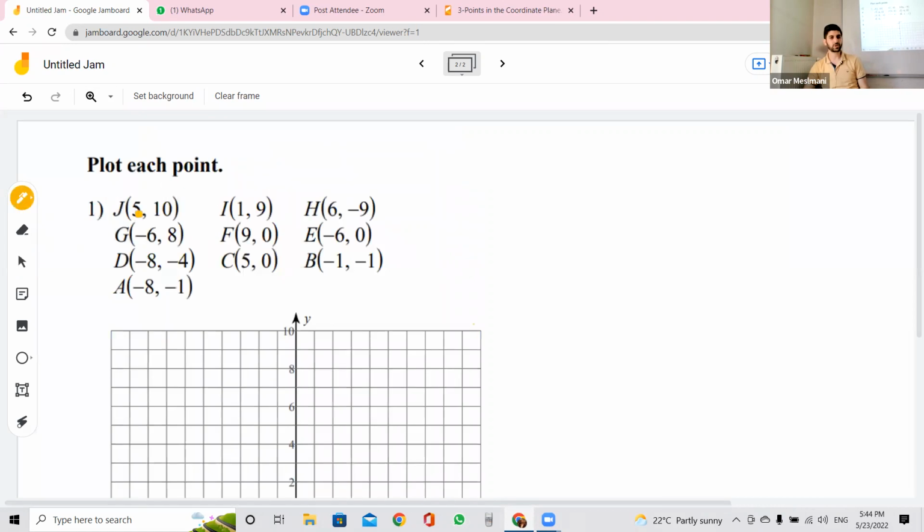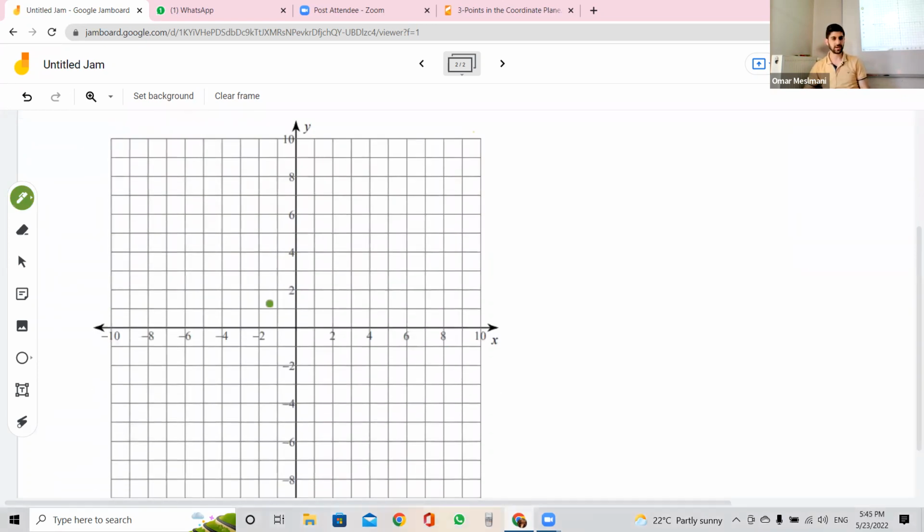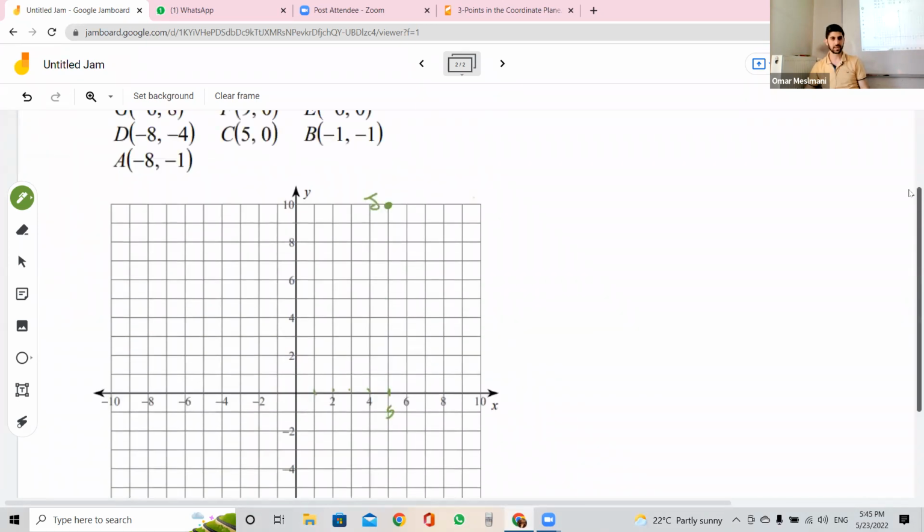First of all, I have a point J as 5 and 10. As you can see, the point J is 5 and 10. So where is the point J? How can I plot the point J? It's 5 on X and 10 on Y. So this is 1, 2, 3, 4, 5 on X. So basically this point is 5 and 10 on Y. I will go up to 10. So I'm going to say this point represents J. Yes or no? This is the J.